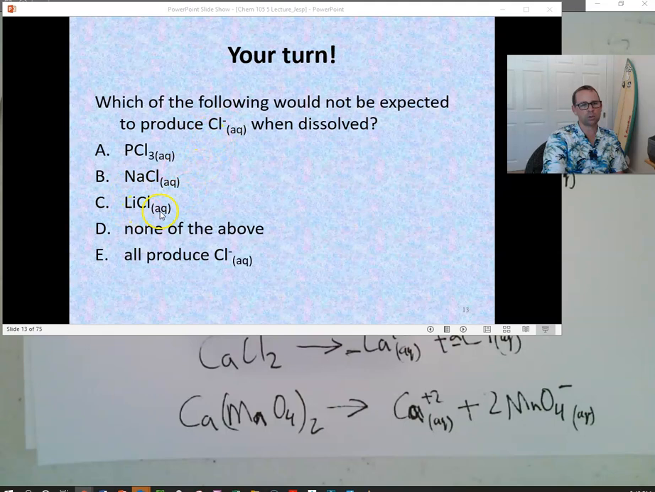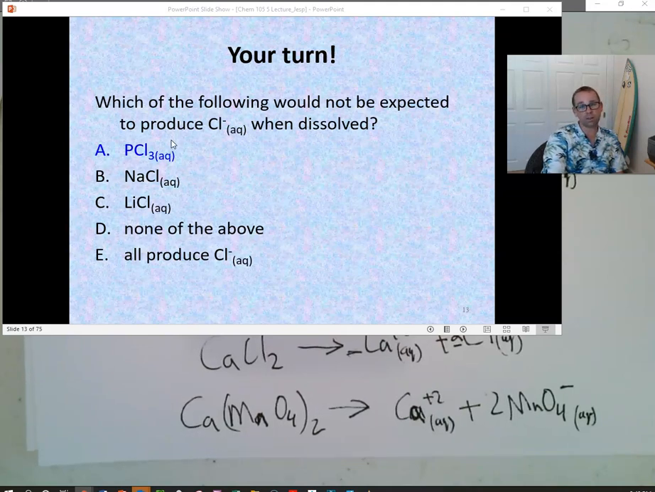What about lithium chloride? Why? It's not an ionic compound. It's a molecular compound. Very good. Therefore, you put it into water, and the chloride ion is not going to be there. Fabulous job. Way to go.